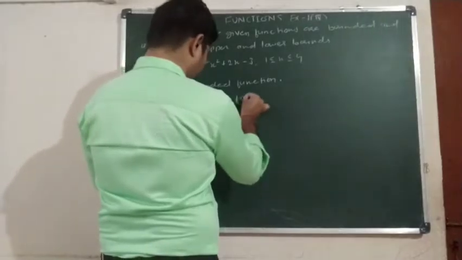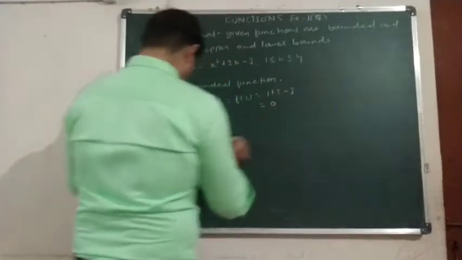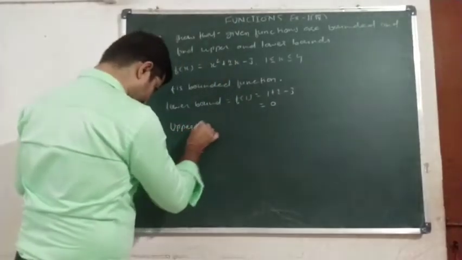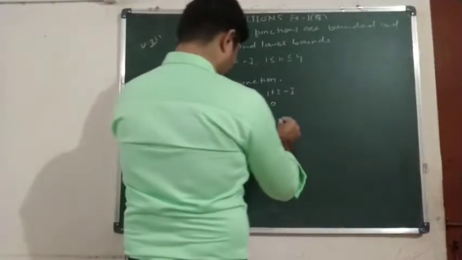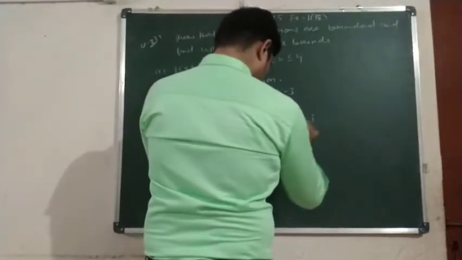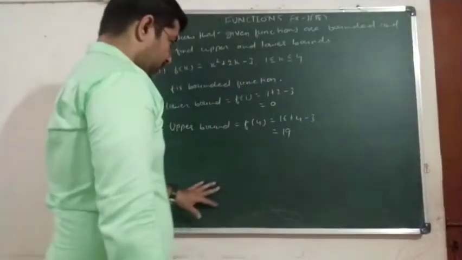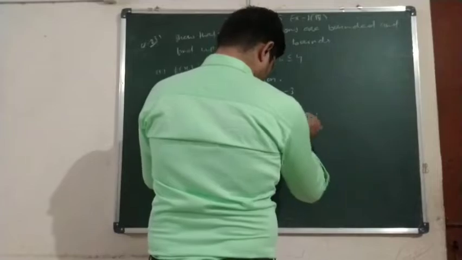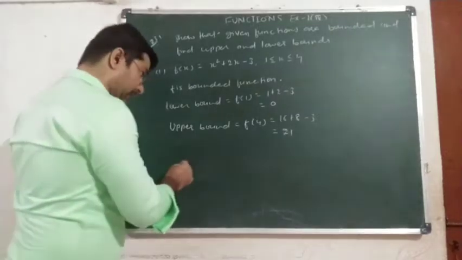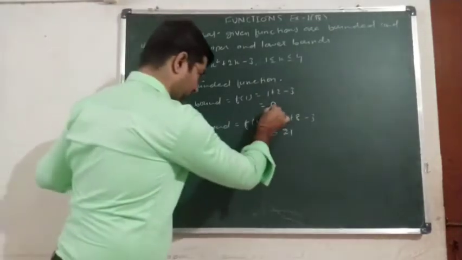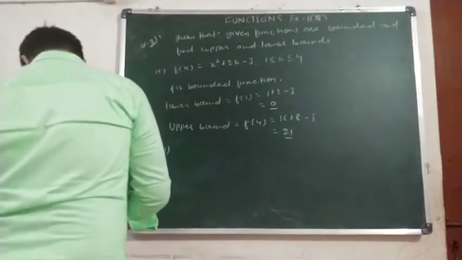Lower bound will be f of 1, which is equal to 1 plus 2 minus 3 equal to 0, and upper bound is equal to f of 4 is equal to 16 plus 4 minus 3, 16 plus 4 2s are 8, so 24 minus 3, 21. Okay, and therefore we have lower and upper bound. Lower bound is 0 while upper bound is 21. Similarly, we have second question.